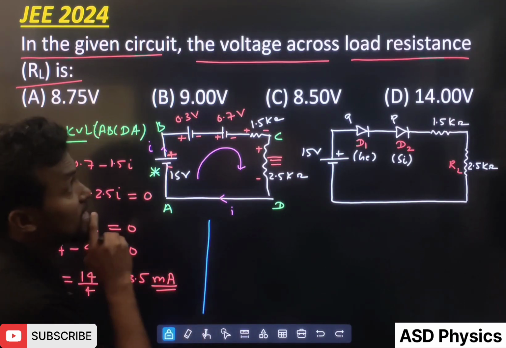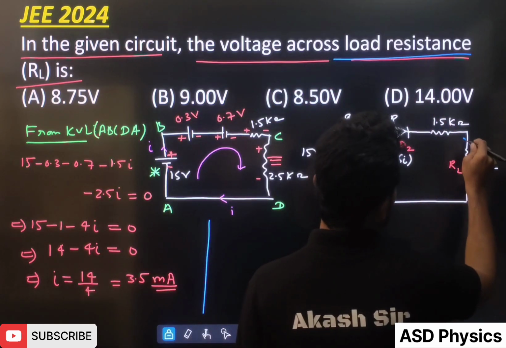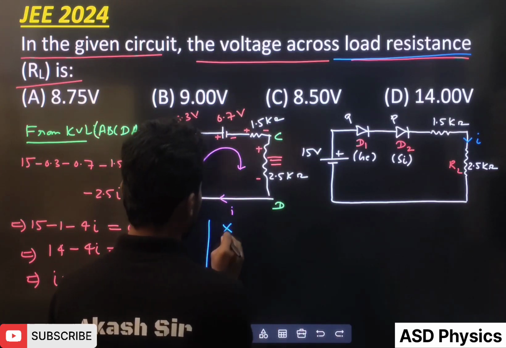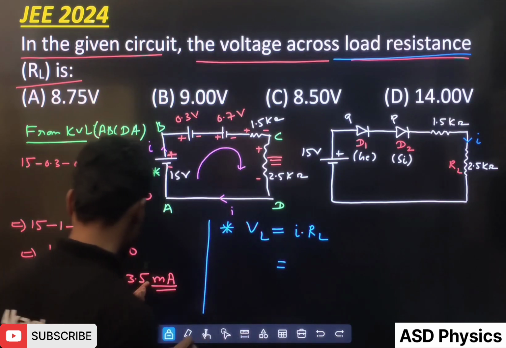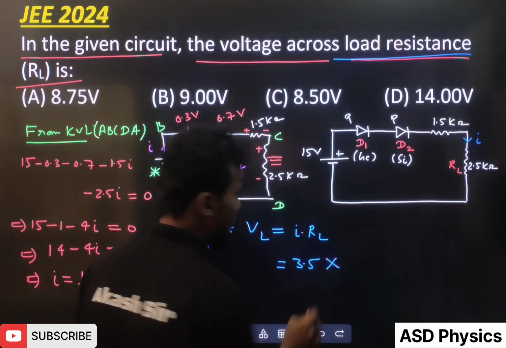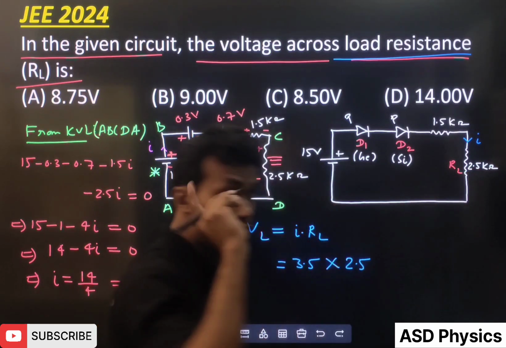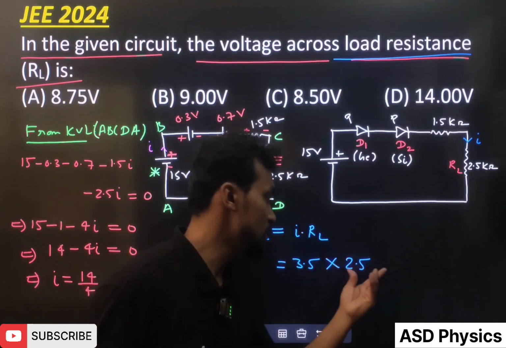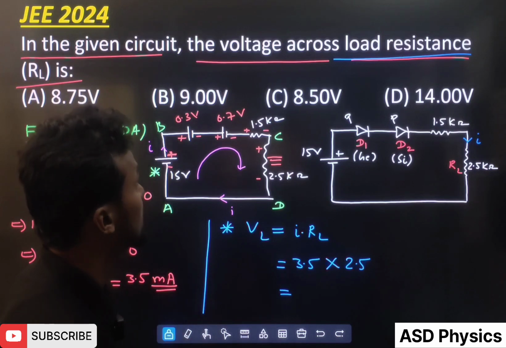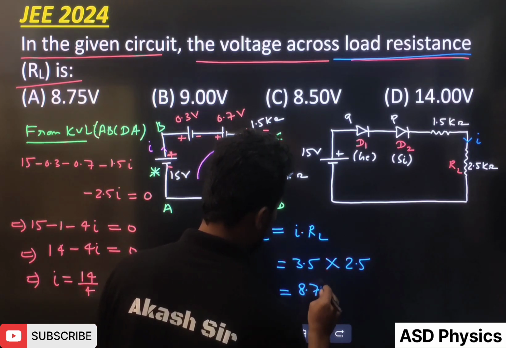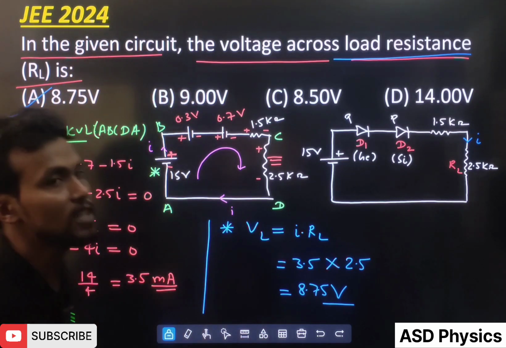After that, what are they asking in the question? They are asking the voltage across the load resistance. Where is the load resistance? Load resistance is here, and the current here is I. So the voltage across the load resistance, that means VL, is given by I into RL. I is 3.5 milliampere. Resistance is 2.5 kilo ohm. That means milliampere is 10 to the power minus 3, kilo ohm is 10 to the power plus 3. Both will balance out. So 3.5 into 2.5, the answer will come 8.75 volt. And which option is correct here? The correct answer is option A.